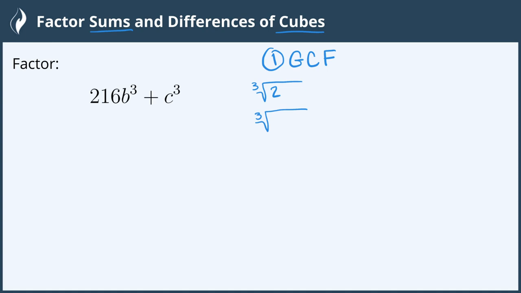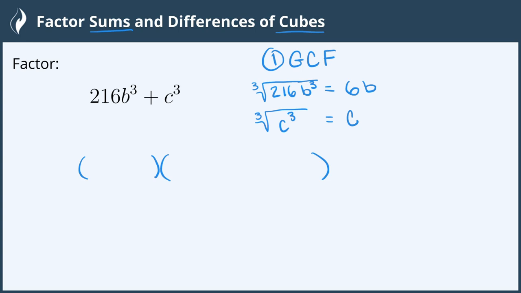So we're going to look at 216b cubed and make sure all of that's underneath. The cube root of 216 is 6, and the cube root of b cubed is b, so the first one is a perfect cube. Now let's find the cube root of c cubed, which is c. This means that I have a cube plus a cube, which is a sum of cubes, and it follows a pattern of factoring into a binomial and a trinomial.